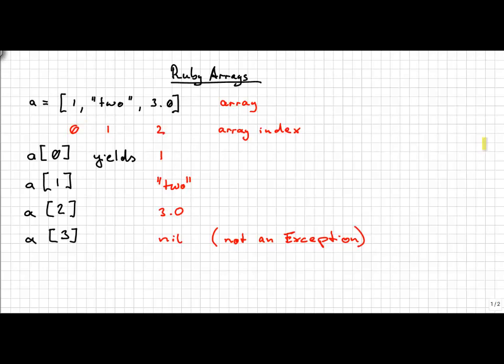To access the elements of the array A, array lookup is very much like you're used to from, say, Java. You have the name of the variable and the index at which you would like to look up what is in the array in angular brackets. So A of 0 here yields 1, A of 1 yields the string 2, A of 2 yields the float 3.0, and A of 3 yields nil. We don't have anything in that index position, and Ruby returns nil, not an exception. In other languages, if you access array elements that don't have a value assigned to them, you can get an exception. Not so in Ruby. Ruby will return nil.